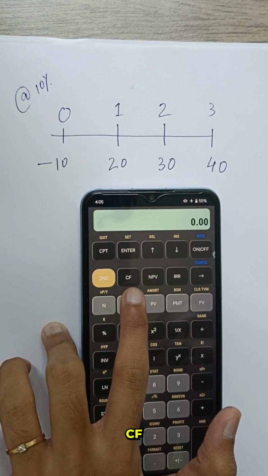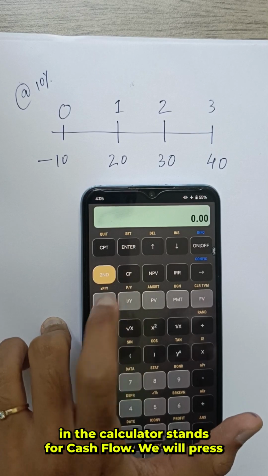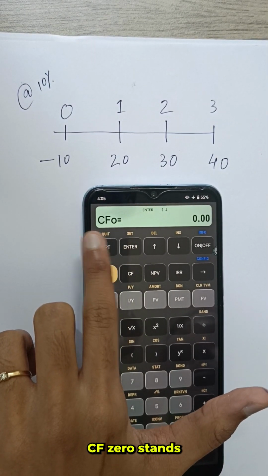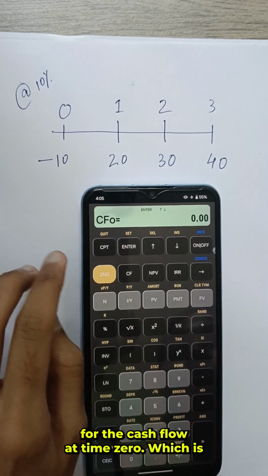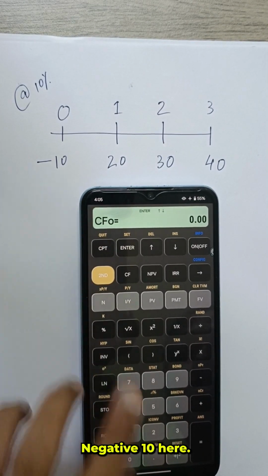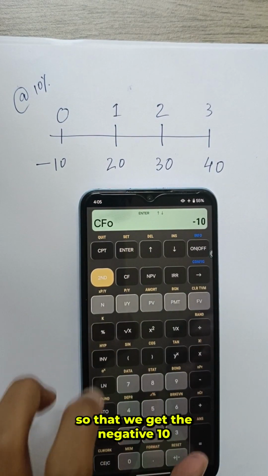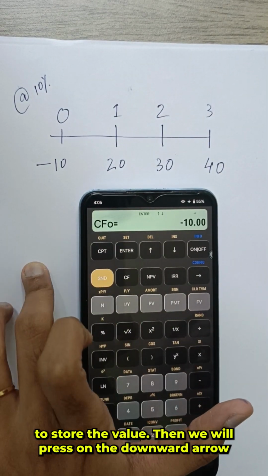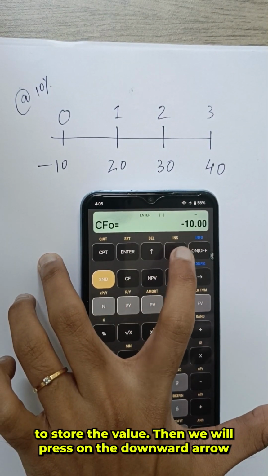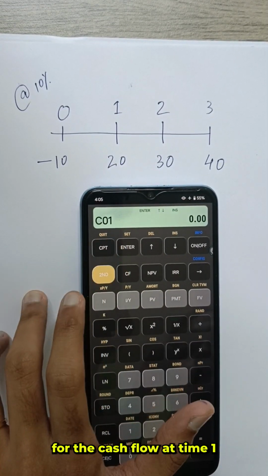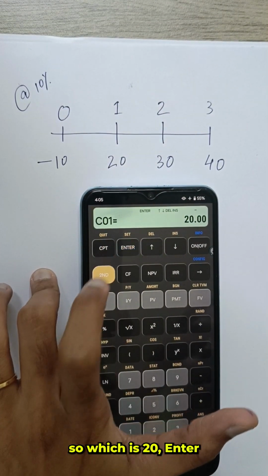As you can see here, CF in the calculator stands for cash flow. We'll press CF, and then CF0 stands for the cash flow at time 0, which is negative 10 here. So we'll enter 10, press the sign-reset key so that we get the negative 10, and then don't forget to press enter to store the value. Then we'll press the downward arrow, and this stands for the cash flow at time 1, which is 20, enter.